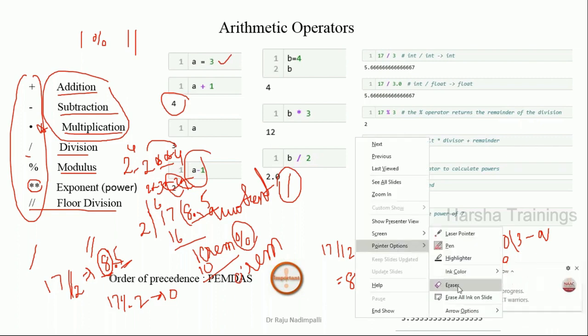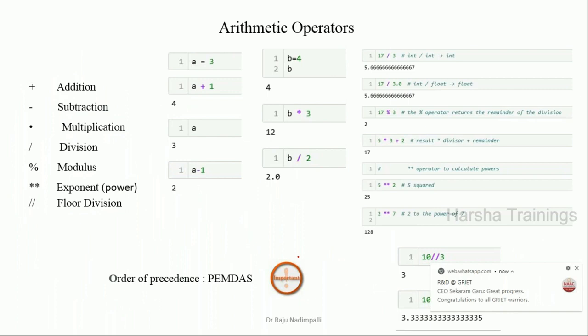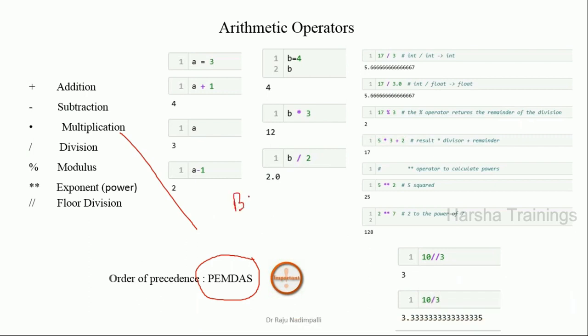Now, while using these operators, the most important formula is PEMDAS. Earlier in your childhood you studied the BODMAS principle. B stands for brackets, O stands for order, D stands for division, M stands for multiplication, A stands for addition, and S stands for subtraction. This is childhood mathematics.